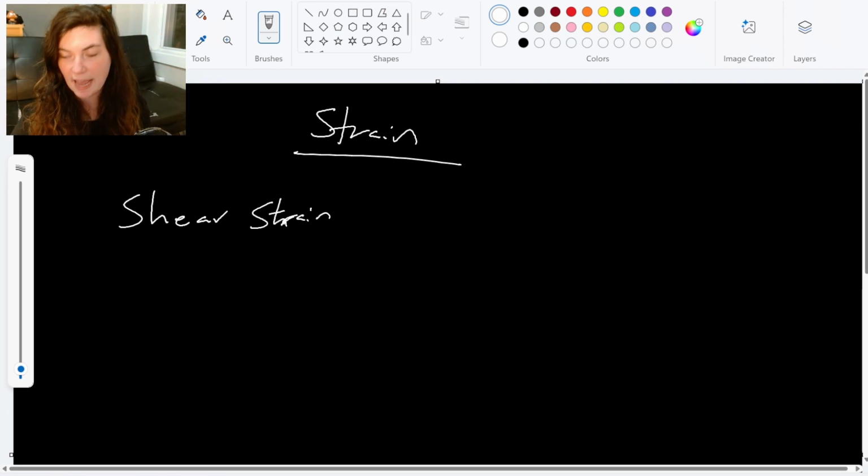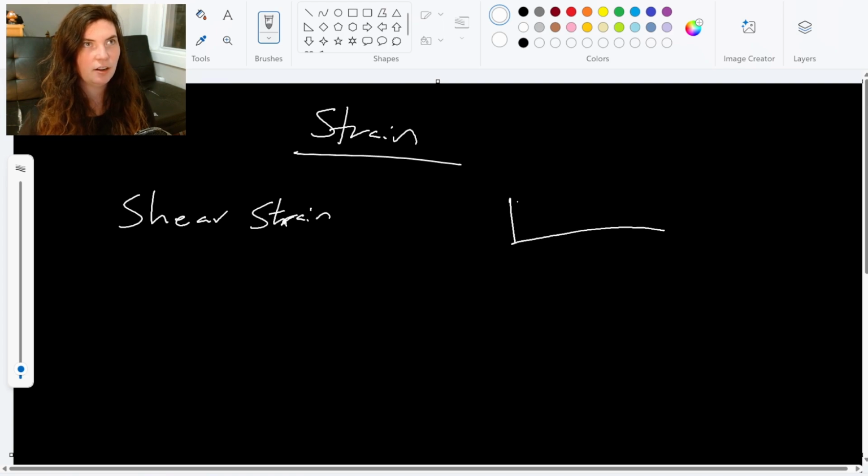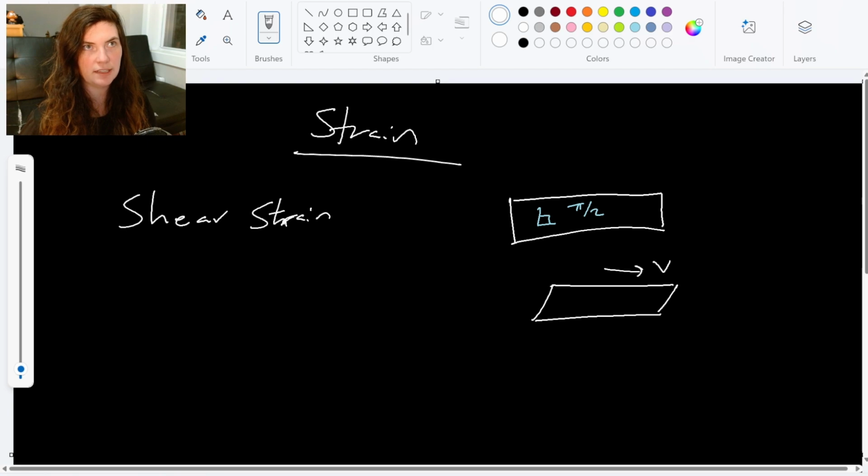It's a change in the angle, right? So if I were to draw this in a little bit better picture here, we have some rectangle, and it's sitting at a perfect 90-degree angle, which is pi over 2 in radians. Perfect 90-degree angle in here. And then it gets deformed, right? So it undergoes some shear force, some shear like this.